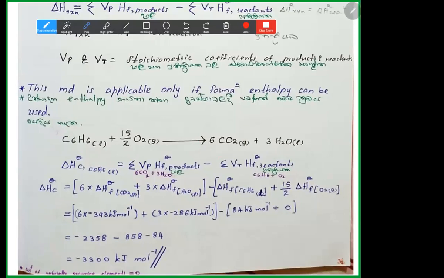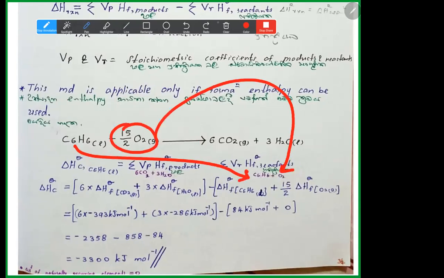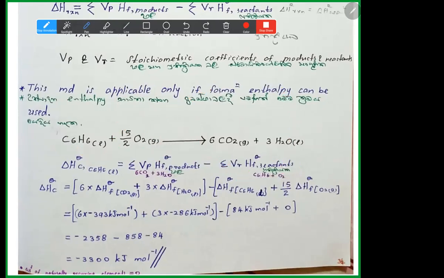Okay, so this is the normal equation I have just written for your practice. So what are the products? As products, we have 6 CO2 and 3 H2O. As reactants, we have 1 benzene and 15/2 O2. I'm just writing everything out.